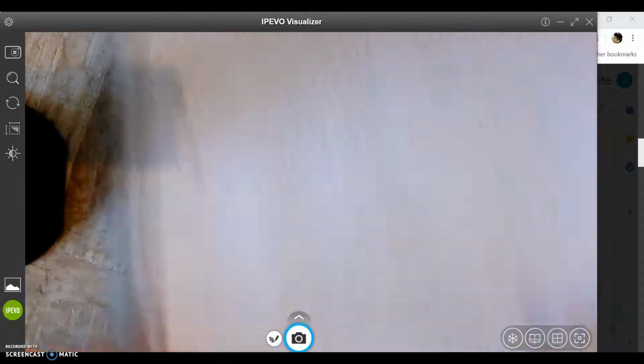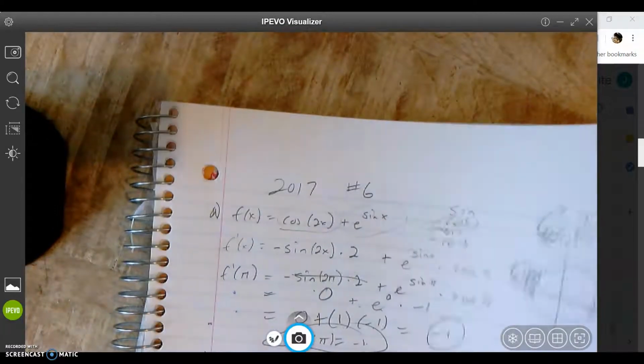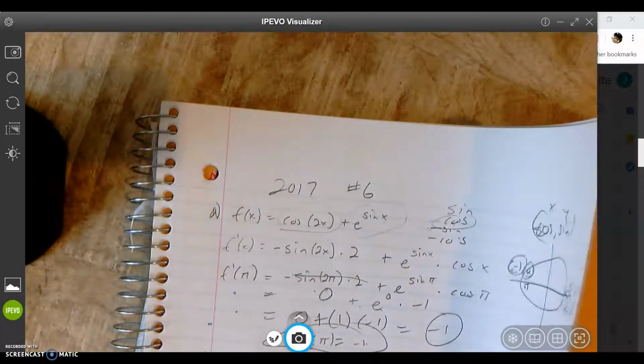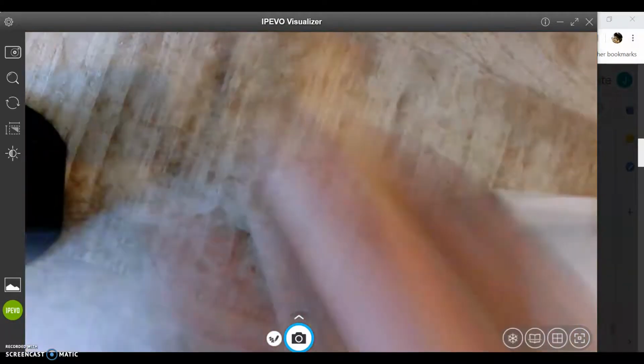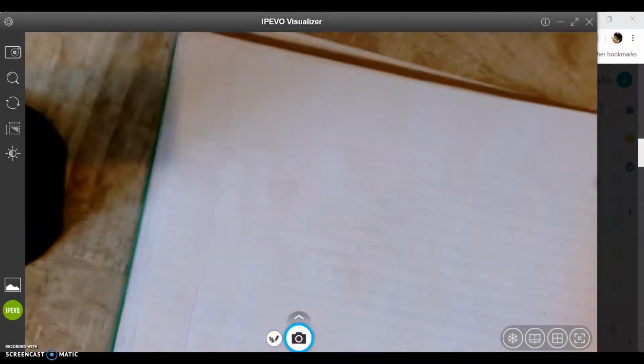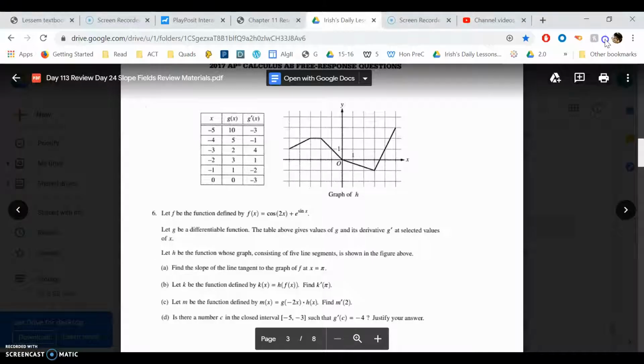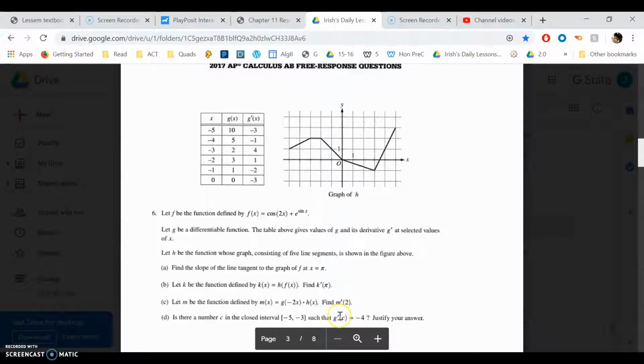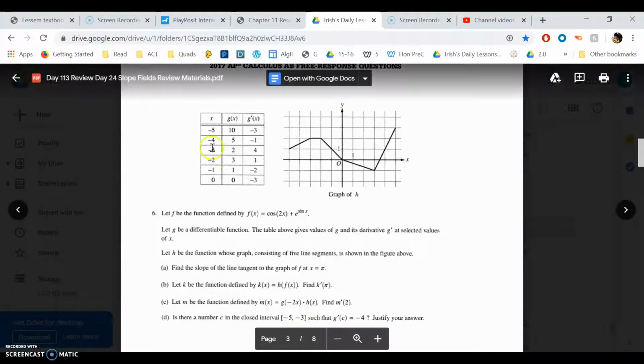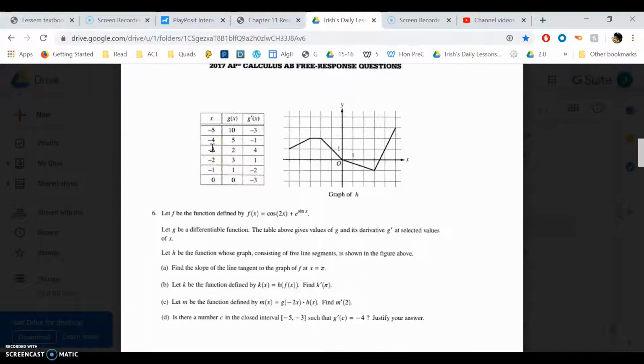Cool. Almost done. All right, last part. Part D. So it's like IVT or MVT, right? Which one's it going to be? I see g prime of c, so I'm thinking that's rate of change, so that looks like MVT on the closed interval -5 and -3. So I'm going to look here. I got x and g of x. So -5 and -3. 10 and 2.